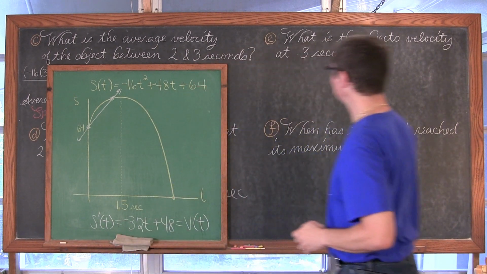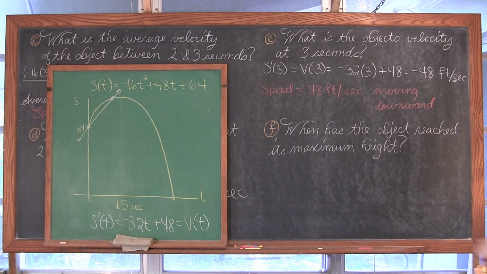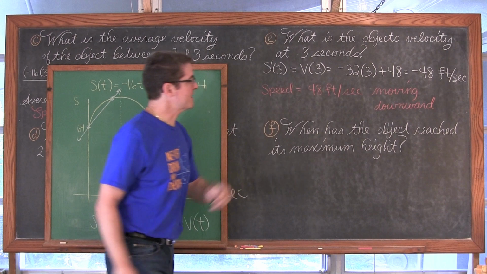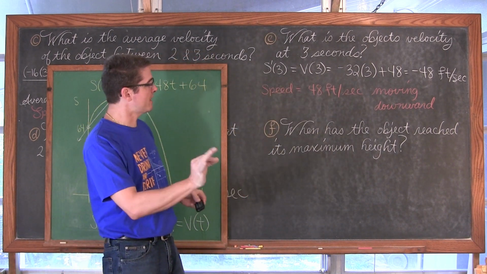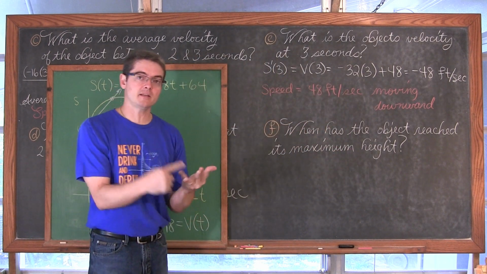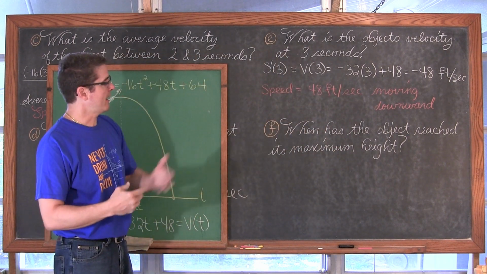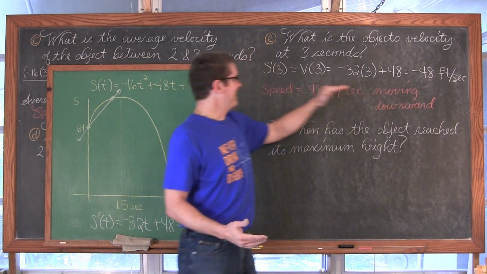So let's reveal that answer. Probably already know it. So indeed, we found that our velocity is negative 48 feet per second, or the speed is the absolute value of that, 48 feet per second moving downward. And the speed increased because the velocity and the acceleration are both negative, and we're going down at a faster rate.